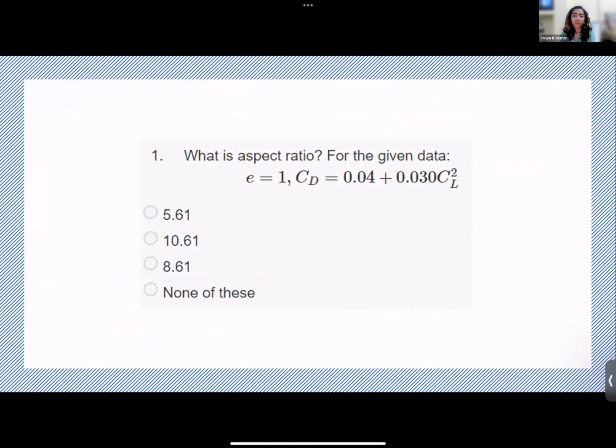Let's look at the questions for week 11, like concepts for week 11. What is aspect ratio from the given data? You can do this quickly, just try solving it quickly.